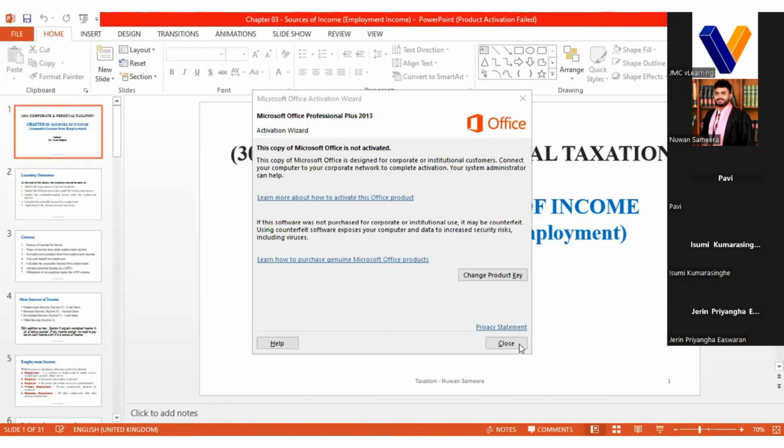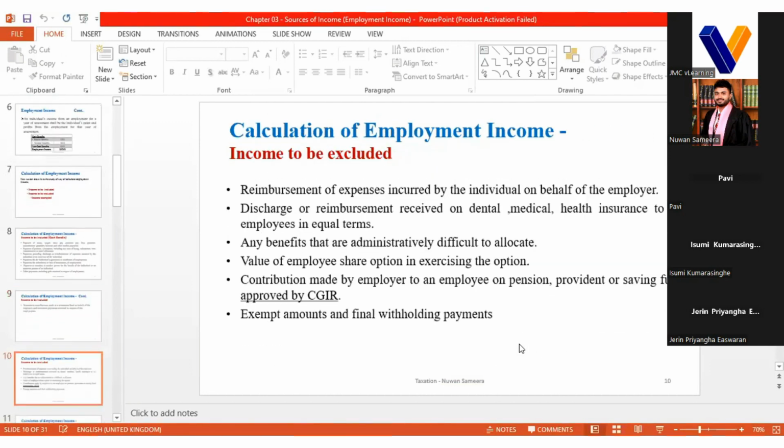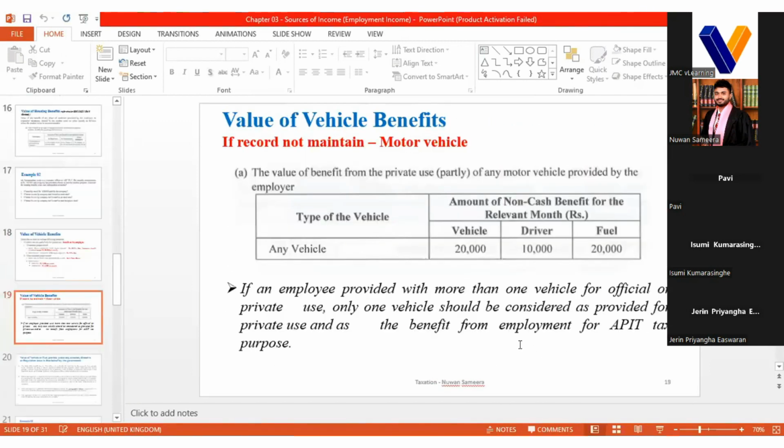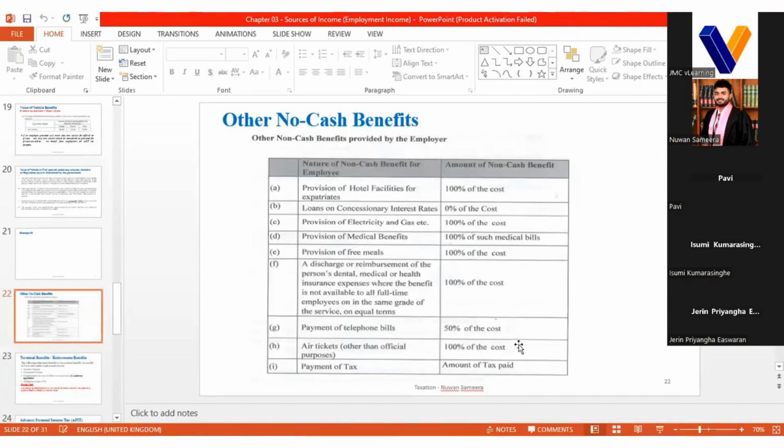So in your tute, I will share it. As I remember, it should be under the employment income, isn't it? Yes, sir, under employment income. We'll see if there is any mistake in that tute, and I will rectify it if there is. Here you are talking about this one. That's a non-cash benefit, so it should be under this one, isn't it? Yes, sir. Please read carefully.